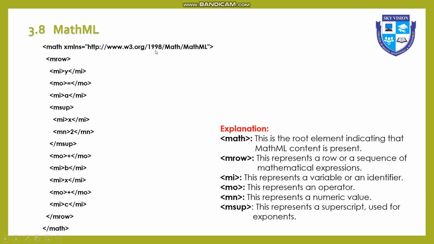Now see what we need to do after we complete the math function. Why are we using the math function? This is the root element indicating that MathML content is represented. Okay, it means I have to write the math stuff, and that represents my math function. After that, what I have is the mrow. Mrow means I want to create a row. This represents a row or a sequence of mathematical expressions.